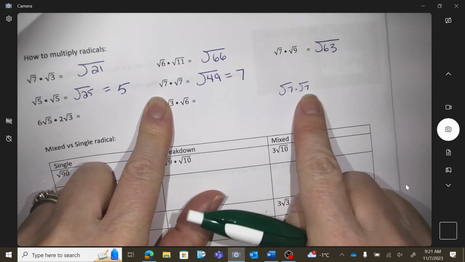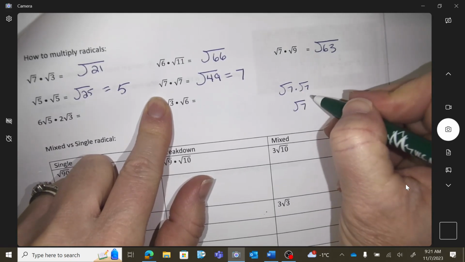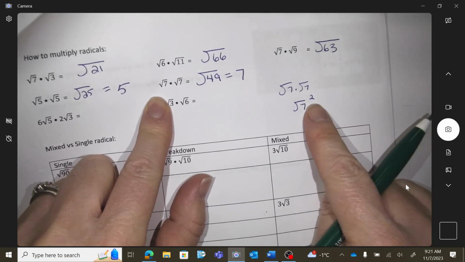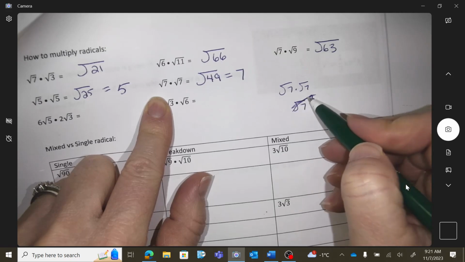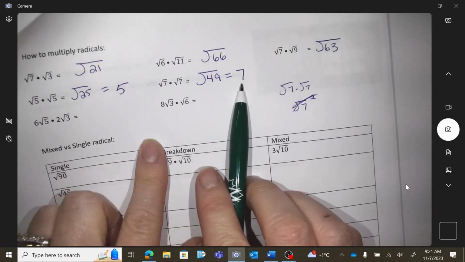So here's another thing to think about of why it's happening. Would this be the same thing as writing the square root of 7 squared, because it's repeating twice? And then what happens to a square root and a square? They would cancel, and then that's how I also end up at 7.